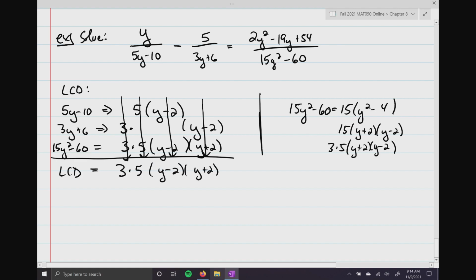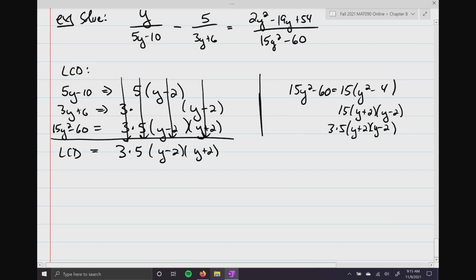Okay? So I know, it's a doozy. But it's just one of those things where you got to take your time with this. And you all know how to factor. It's just putting everything together to solve. So we're going to multiply every single term by 3 times 5 times y minus 2 times y plus 2. And we're going to write out each denominator in its factored form as we do this. That way you can easily see what reduces and what doesn't.